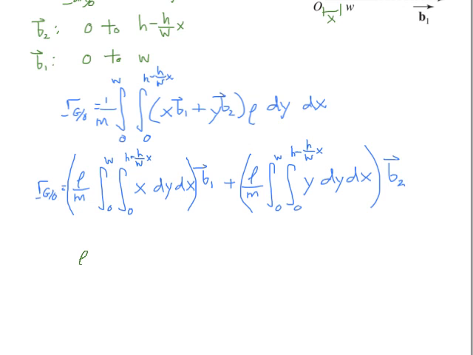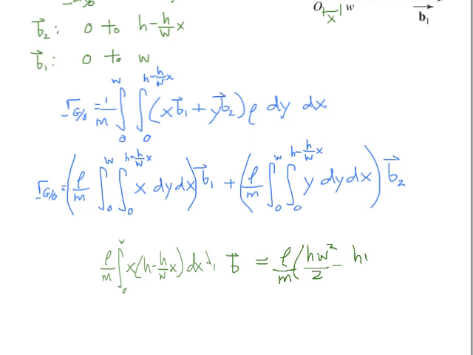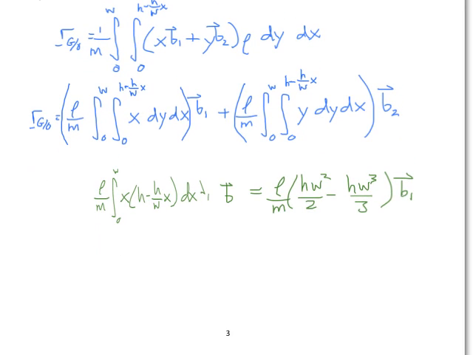So if we look at the b1 term and integrate the inner integral, then we still have left the integral from 0 to w of x times h minus h divided by w times x dx, and we've evaluated with respect to y, and so this is in the b1 direction. And then evaluate the integral that's still left in the term, and we get rho over m times h w squared divided by 2 minus h w squared divided by 3, and this is all in the b1 direction. And then this term we can reduce to rho divided by m of h w squared divided by 6. And so that's our b1 term.